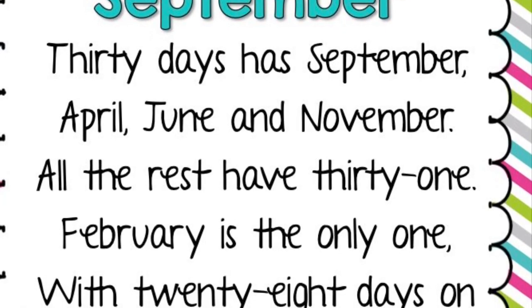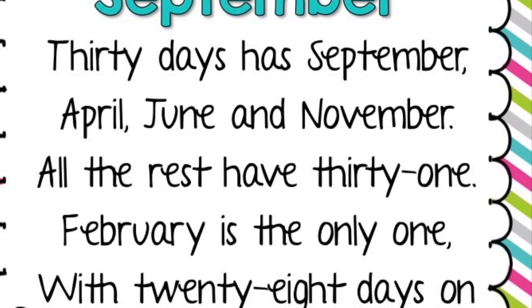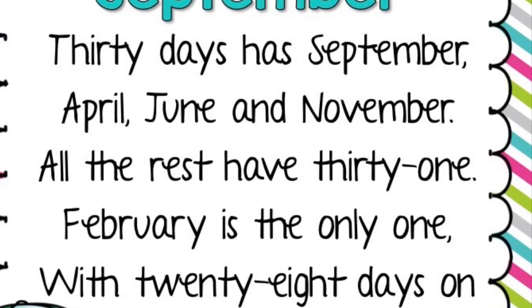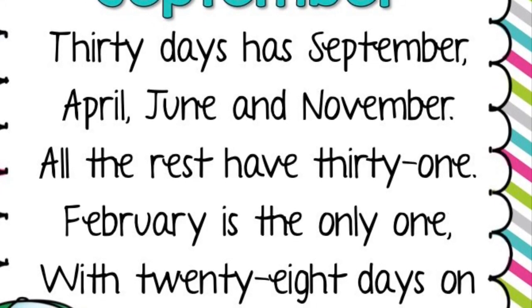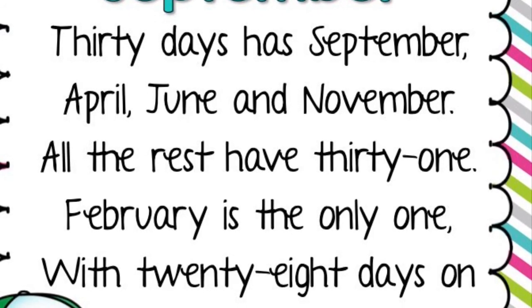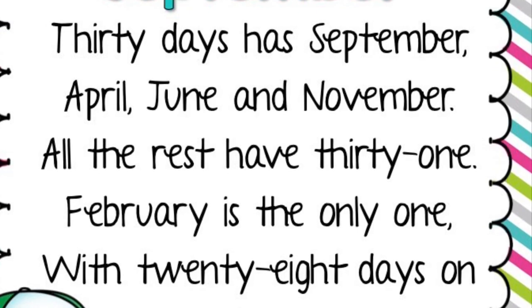So remember that. 30 days has September, April, June, and November. All the rest have 31. February is the only one with 28 days on most years and 29 during a leap year.